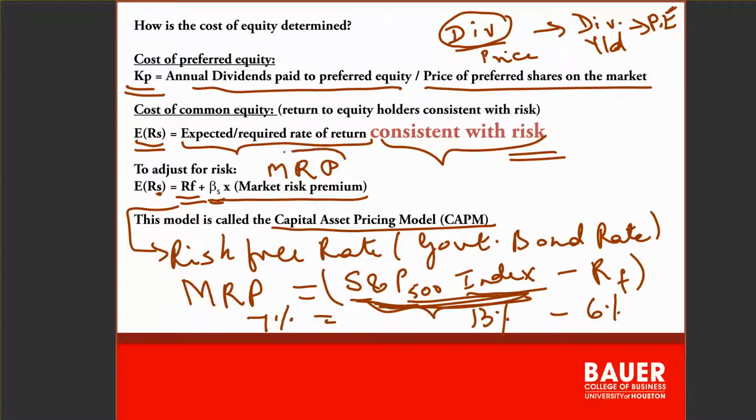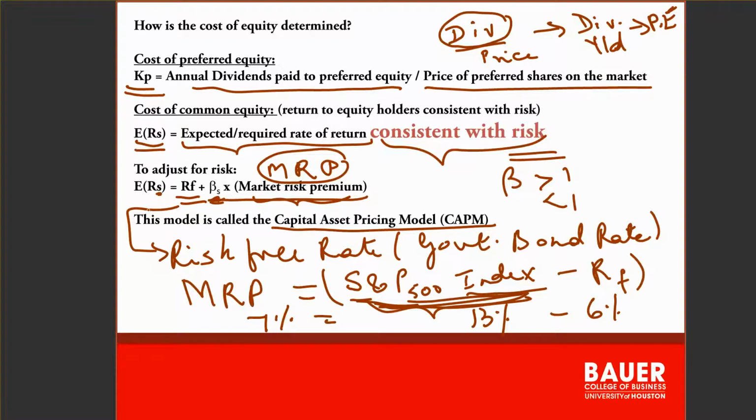And as you can see from here, if this beta is greater than 1, then this MRP is going to be scaled upwards. If beta is less than 1, MRP is going to be scaled down. And if it's equal to 1, it's just going to be equal to MRP. So we're adjusting the rate of return we need on a particular stock up or down by this beta relative to the market in order to assess the required rate of return for the stock.